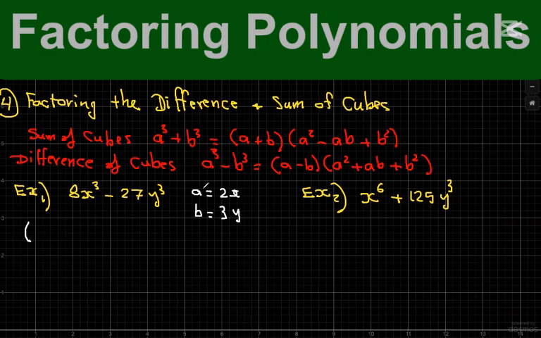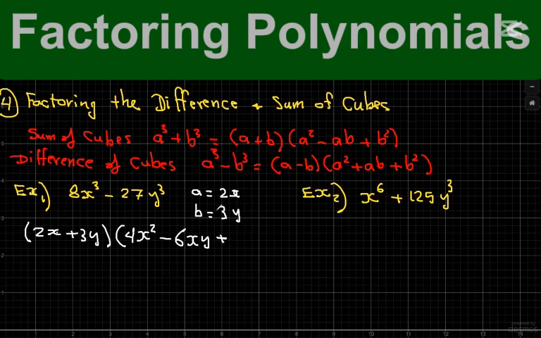Okay, so the first thing, as I said, you write a plus b, so 2x plus 3y. And then in the other brackets, you square a, which is 2x, so you square this, and when you square the 2x, you're going to get 4x squared. And then the sign after that is minus. And after that, you multiply a and b, so 2x times 3y just gives you 6xy. Okay. And then you put a plus sign.